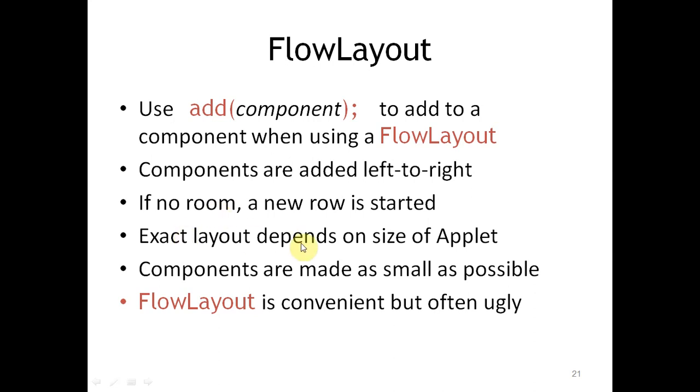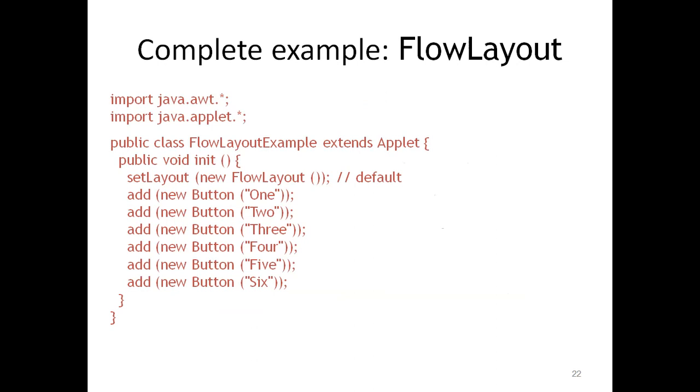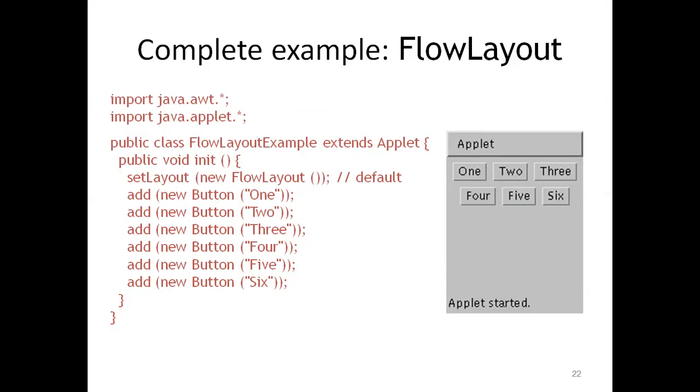So the exact layout depends on the size of the applet, and components are made as small as possible. The full layout is convenient but often it seems ugly. So this is the basic layout, but we have to arrange the elements in different ways, and we have to use other layouts. This is the example I have already explained, and we can use the flow layout in a frame also. So this is the first program.